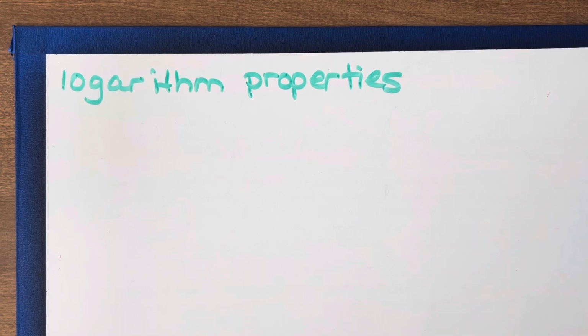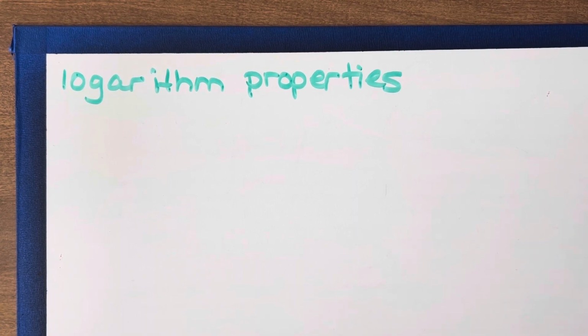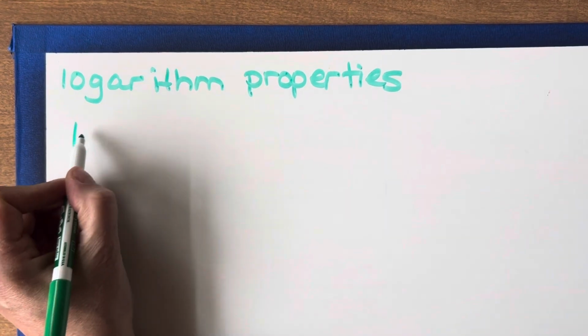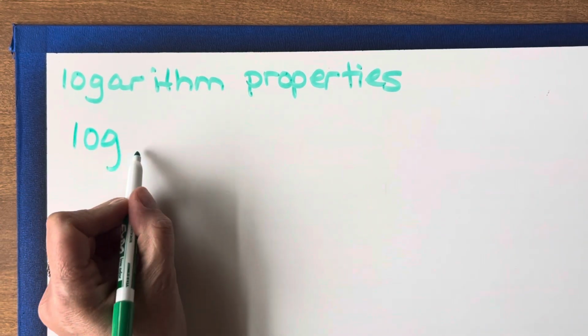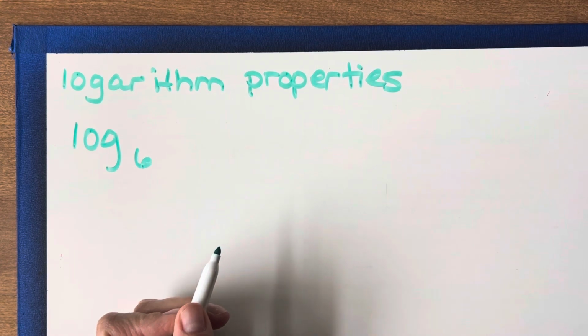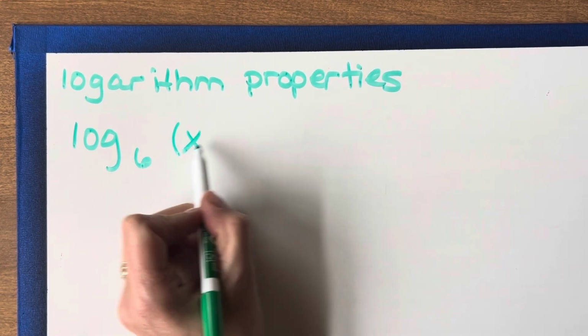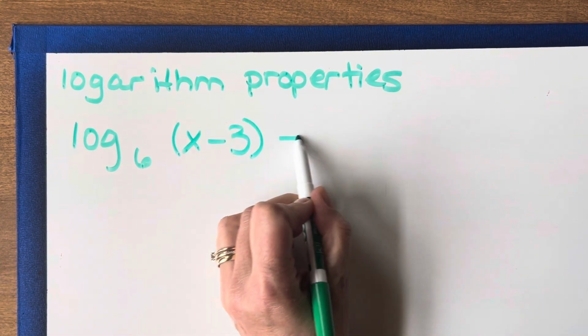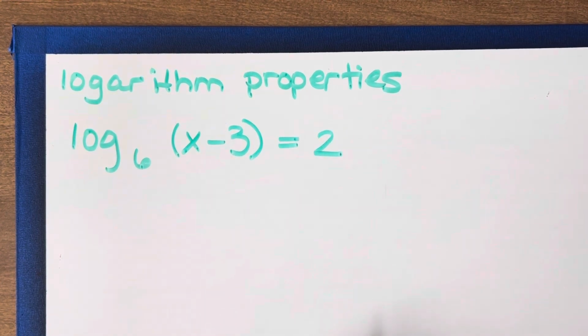Today's topic is logarithm properties and solving log equations using log properties. So let's get right into it. Our first problem is log base 6 of x minus 3 equals 2.